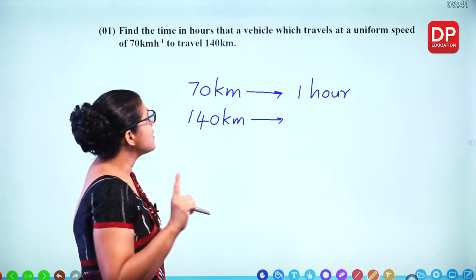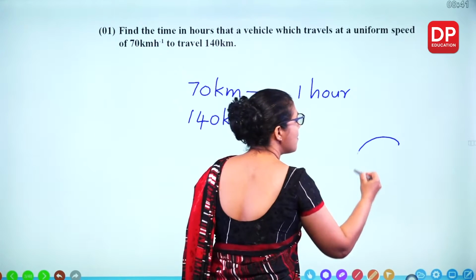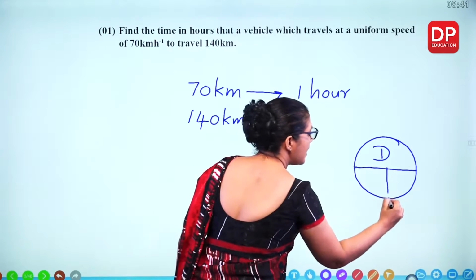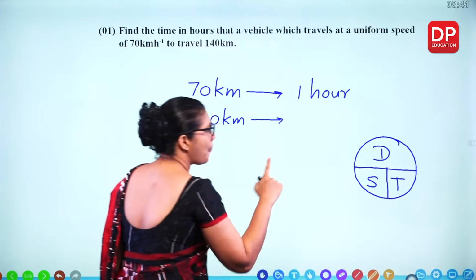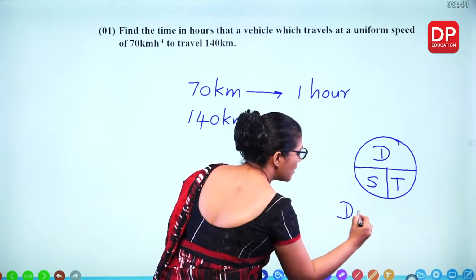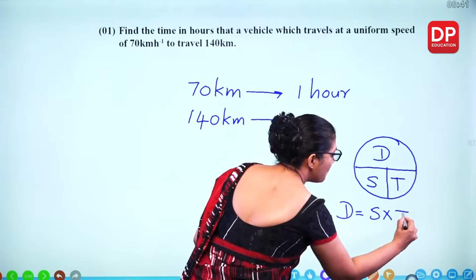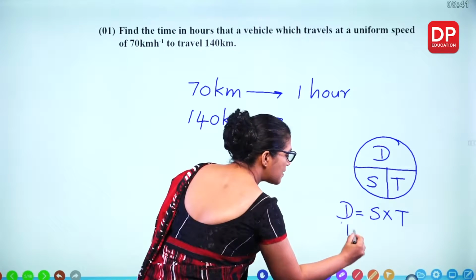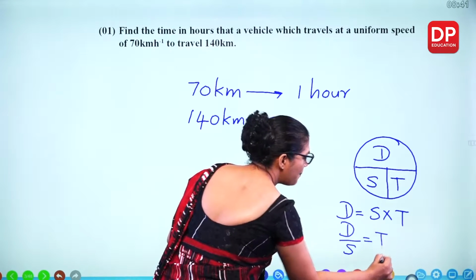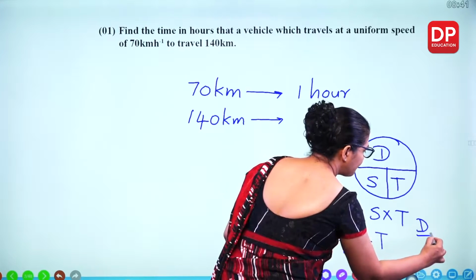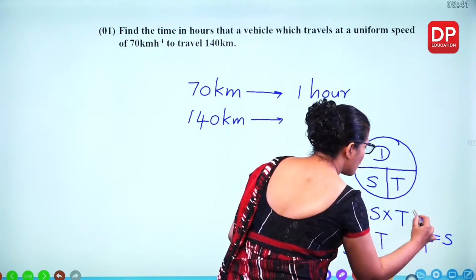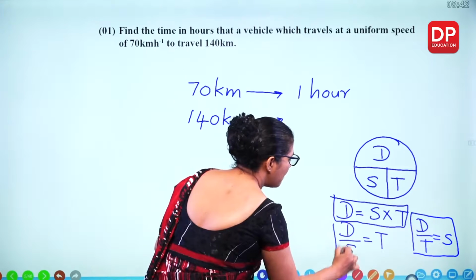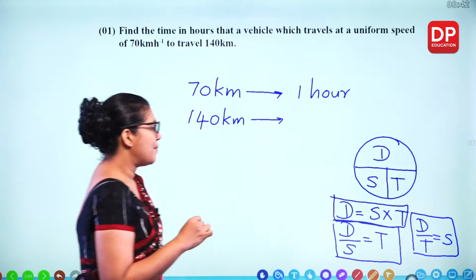So when you do something like this, always remember the formula. Distance, if distance is d, s is speed and t is time. So what's the formula? Distance is equal to speed times time. Yeah, s into t. But when it comes to distance over speed, it becomes time. Distance over time becomes speed. So if you know these 3, you can easily find out one of the variables.